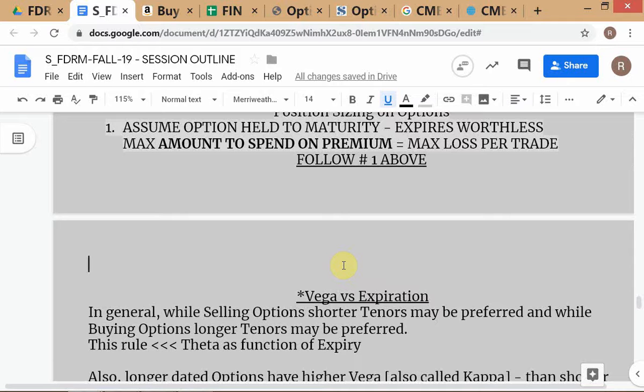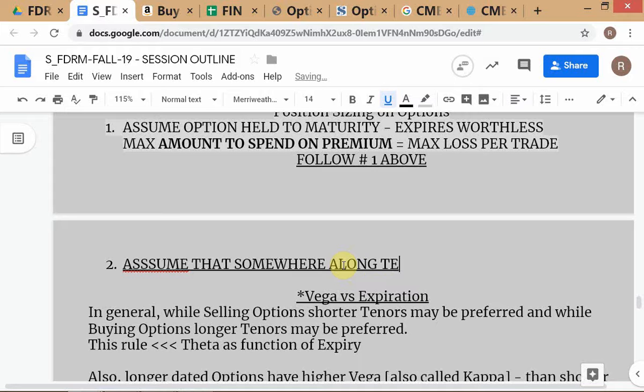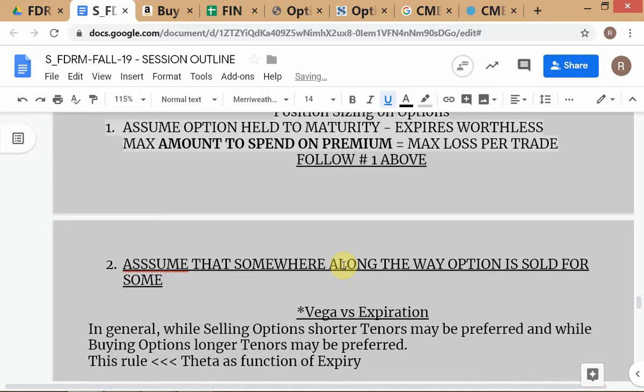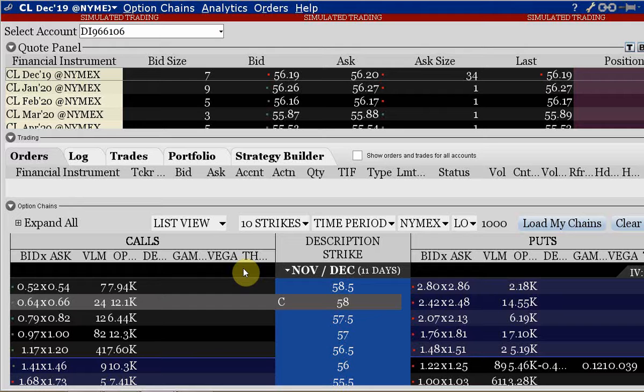But the basic principles have already been covered, okay? And the reason I said that follow one above, don't follow number two, is because number two is basically assume, here again you will end up with some probabilistic kind of estimate. Assume that somewhere along the way you sell the option, the option is sold for some positive price, okay?